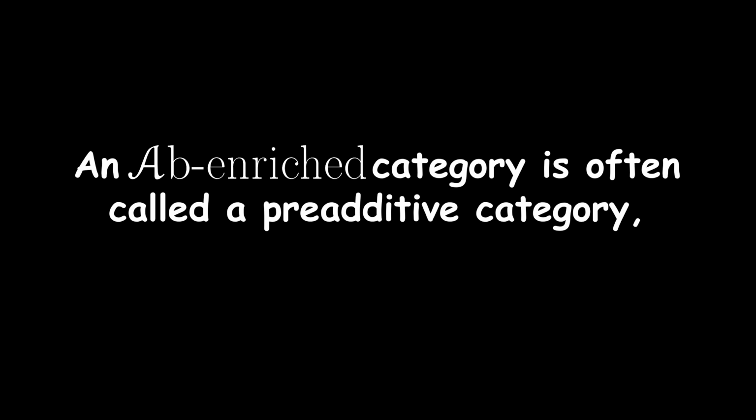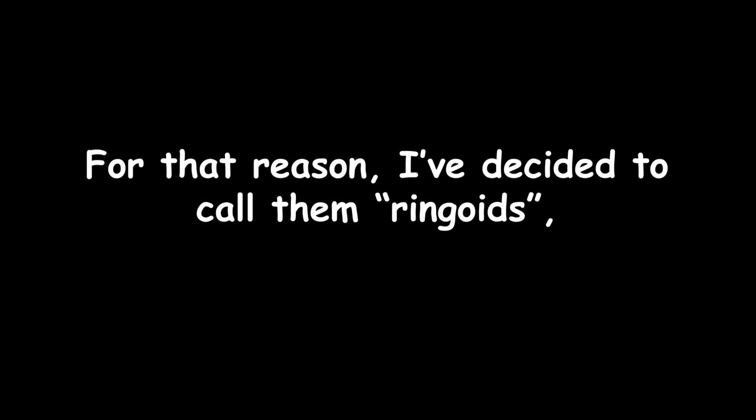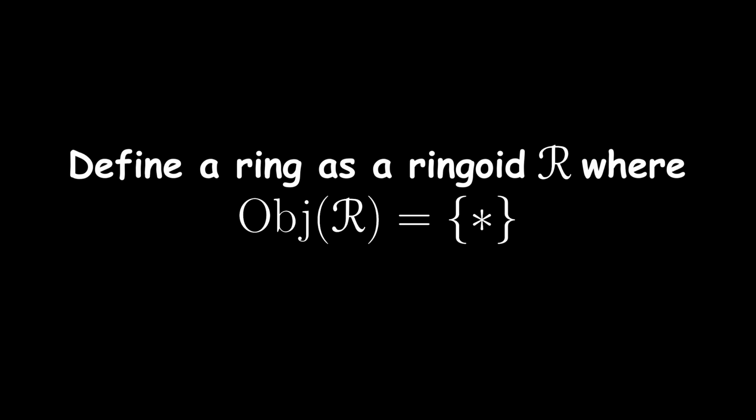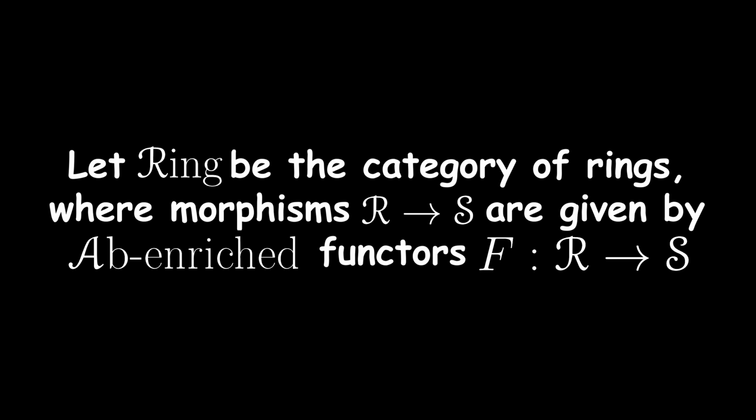This fact allows us to define Ab-enriched categories. An Ab-enriched category is often called a pre-additive category, and they are to rings as groupoids are to groups. For that reason, I've decided to call them ringoids, because I can. Define a ring as a ringoid R, where the objects of R is a singleton. Let Ring be the category of rings where morphisms R to S are given by Ab-enriched functors F from R to S.